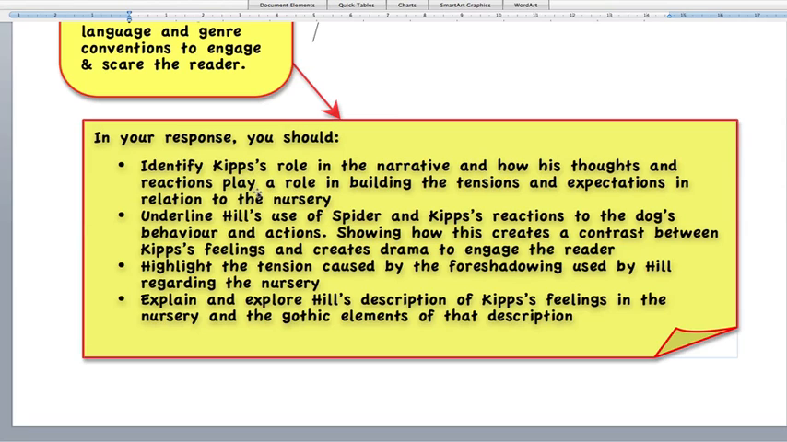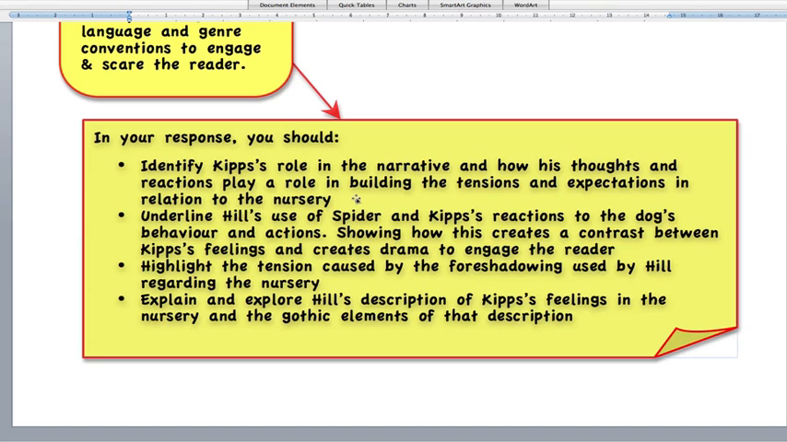So in this response you need to identify Kipps's role in the narrative and how his thoughts and reactions play a role in building the tensions and expectations in relation to the nursery. So for example, the fact that he hears a strange noise in there and can't place it. He's not fearful, he's just puzzled. That's one thing that begins to drag the reader into the story and builds a sense of tension and suspense.